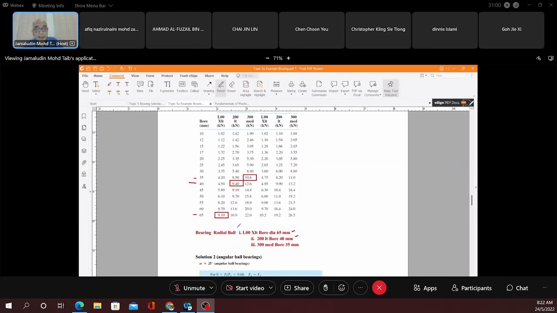Okay, can you find the solution number 2 now? Let's say I give you until 8:25, 8:30. We can discuss solution number 2. At 8:30, if you have a question, you write on the chat. I will try to answer that. All right, at 8:30 we can discuss the solution for angular ball bearing. You have a question, you can write on the chat.